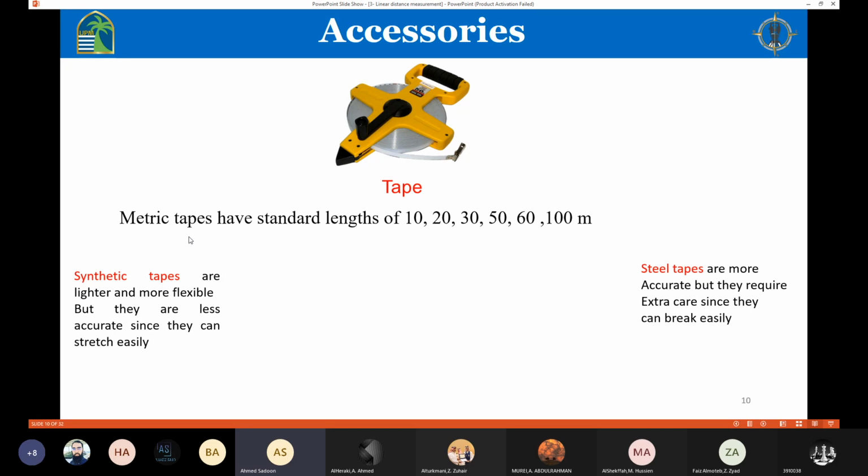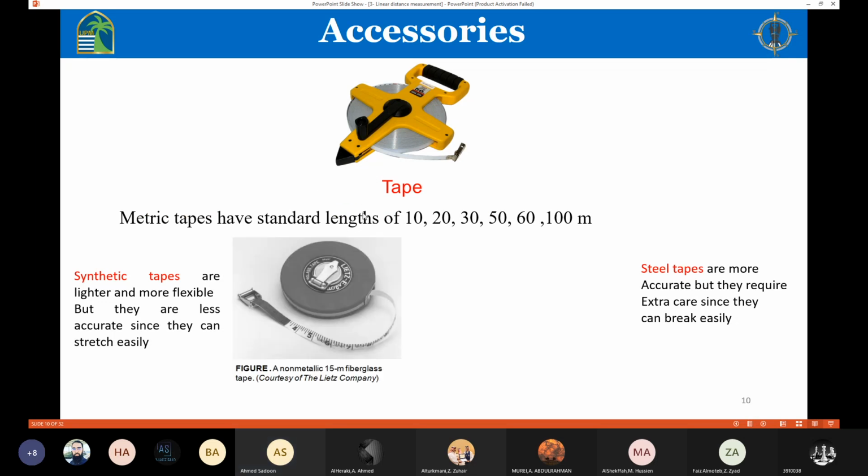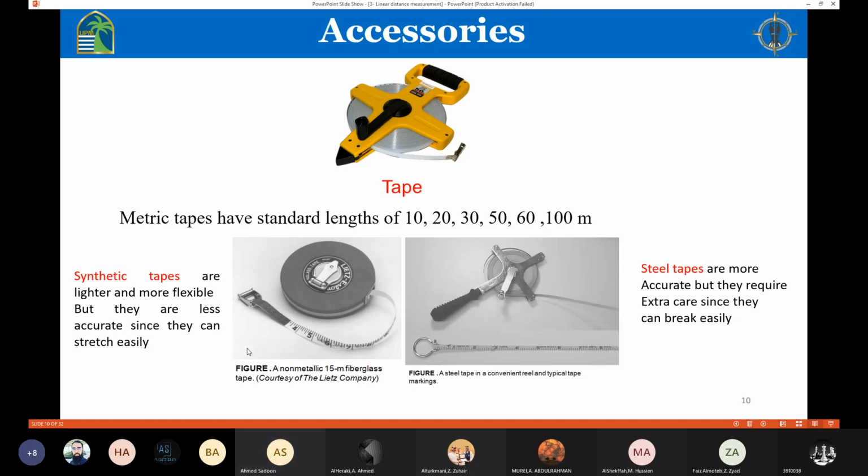Metric tapes have standard lengths of 10, 20, 30, 50, 60, and 100 meters. We have a variety of lengths. Here we have a picture of a synthetic tape. This one is made from fiberglass. And here we have a steel tape. We have advantages and disadvantages associated with the synthetic tapes and steel tapes.